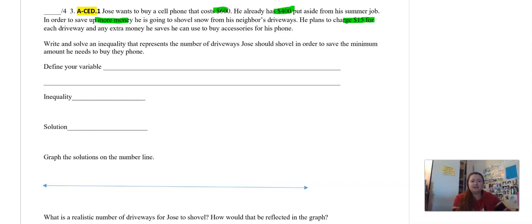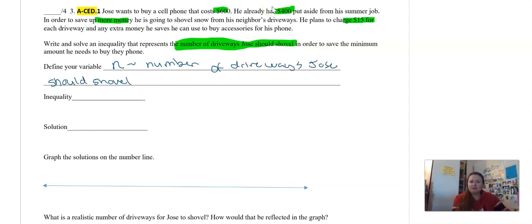Okay? So first we have to define our variable, which I haven't gone over specifically in class. That's where we say what letter we're using and what it's going to stand for. So what do we want to know? It says write and solve an inequality that represents the number of driveways Jose should shovel in order to save the minimum amount. So right here, that's telling us our variable. It could be whatever letter you want to use, maybe N, maybe D, maybe X. But N is the number of driveways Jose should shovel. When I ask you to define a variable, it needs to be not necessarily a sentence, but definitely at least a phrase.